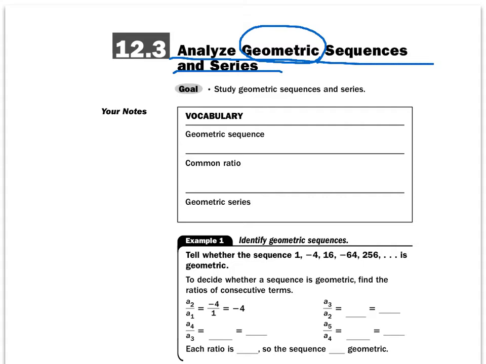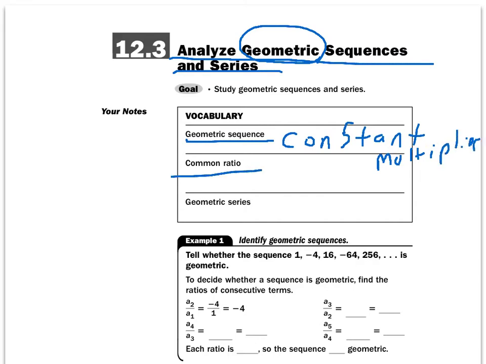So a geometric sequence is a sequence in which the ratio of a term to the previous term is constant. The ratio is good, but I like to say multiplier, constant multiplier. So you're always multiplying by the same number. And a constant ratio, that's talking about that multiplier, that number, we call it r. It's being multiplied by r every time.